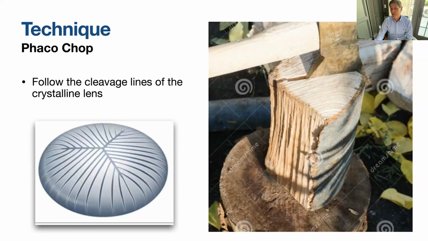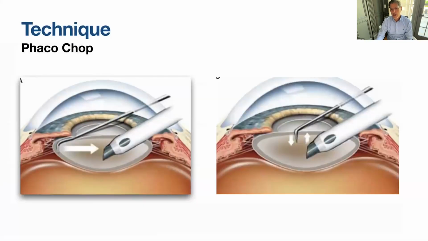We just need to find the cleavage point, and then we're able to break it into different pieces. The same happens with the crystalline lens, and there are two types of chopping techniques that we can use in these nuclei. The first is the horizontal chop technique, in which we embed with high vacuum, high energy, and low aspiration rate and low flow rate into the nucleus.